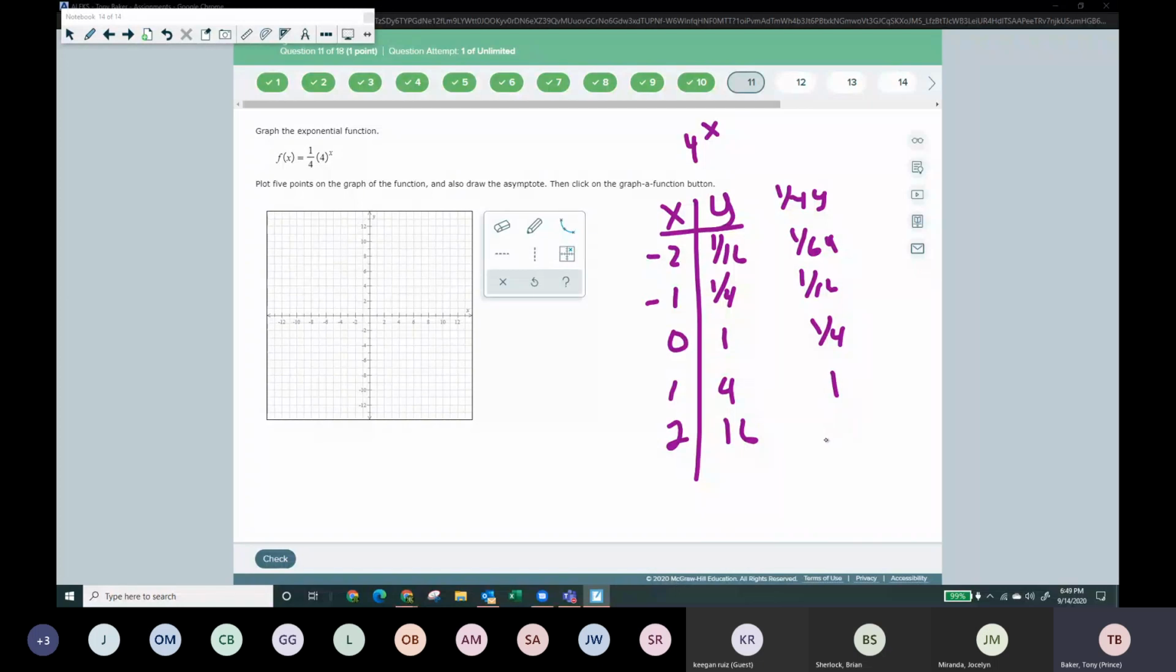So that gives me 1/64, 1/16, 1/4, 1, and 4. So instead of going through and doing every problem out by plugging the number in and then multiplying it by 1/4, do the 4^x, which you can do pretty easily in your head, and then multiply it by that 1/4. And now we're going to graph those points.